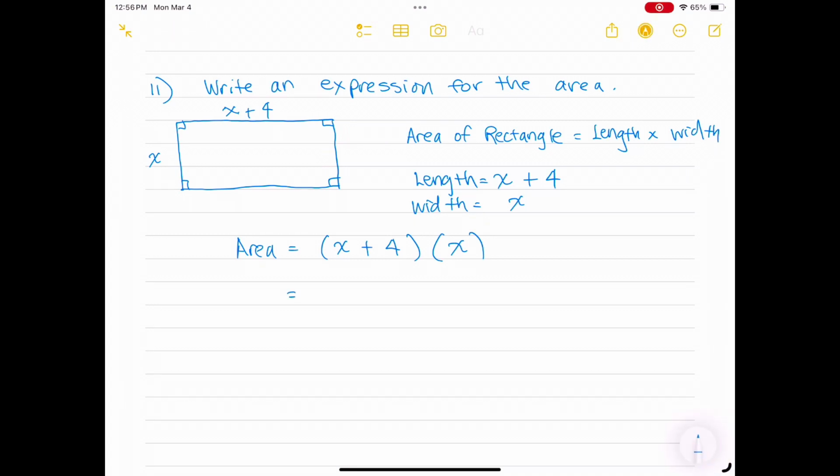The commutative property of multiplication allows us to flip those terms around to be x times x plus 4. And now we use the distributive property to multiply x with each of the terms within the parentheses to end up with x squared plus 4x, and we box our answer.